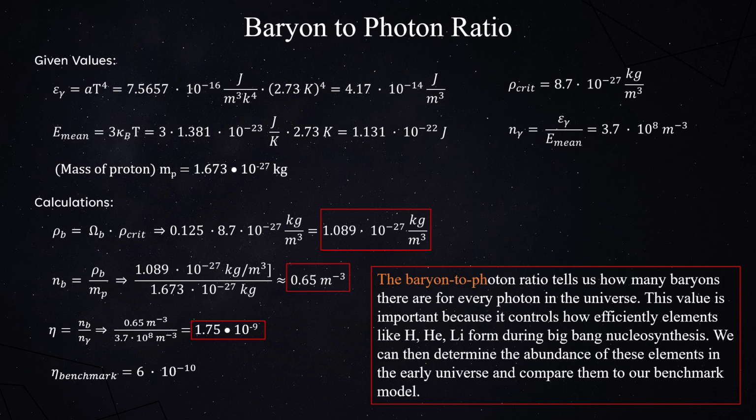The baryon to photon ratio tells us how many baryons there are for every photon in the universe. This value is important because it controls how efficiently elements like hydrogen, helium, and lithium form during Big Bang nucleosynthesis. We can determine the abundance of these elements in the early universe and compare them to our benchmark model.